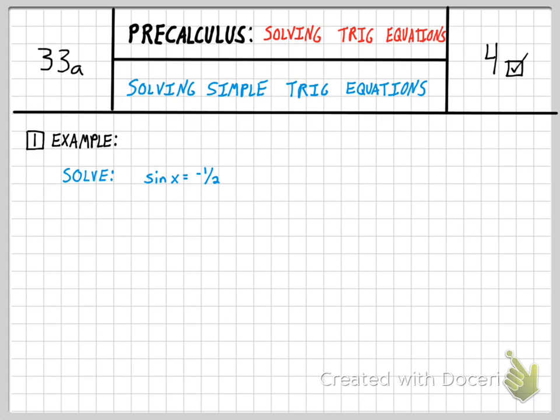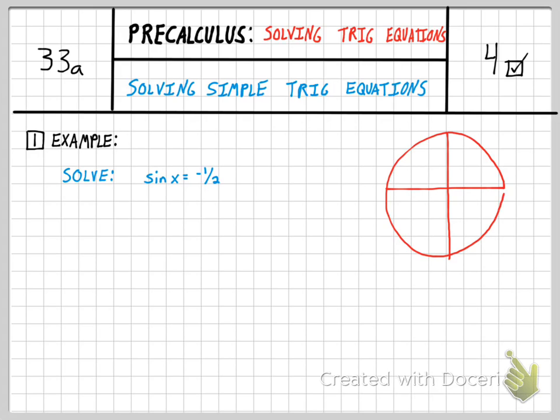Alright, so we're going to jump right in with an example, and number one here says solve the following: sine of x equals negative 1/2. So our task in this problem is to give all of the answers that make that statement true. And a good thing to think about here is your unit circle. I'm not going to draw a full unit circle, but I'm going to do a little sketch over here so we have something to look at.